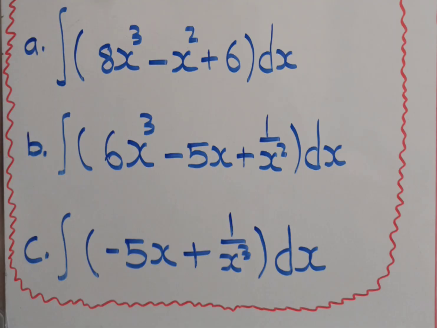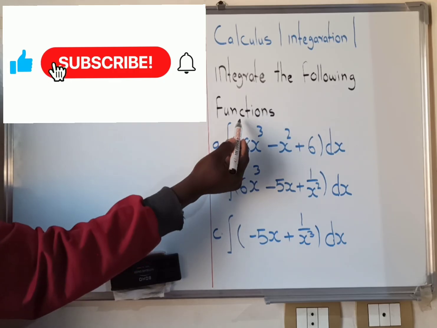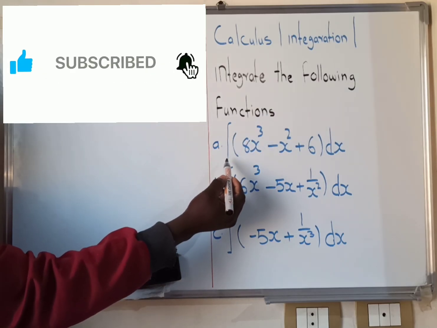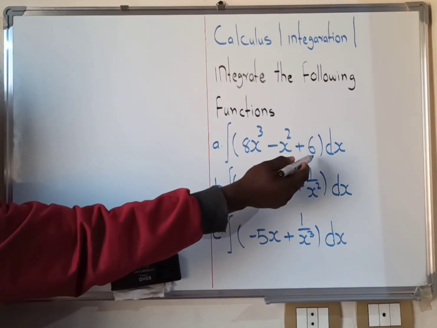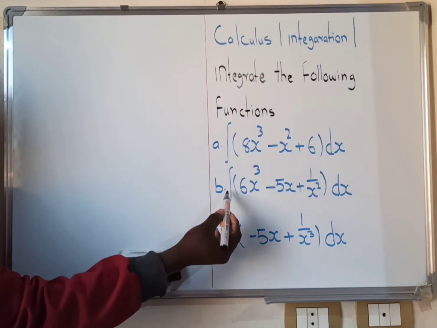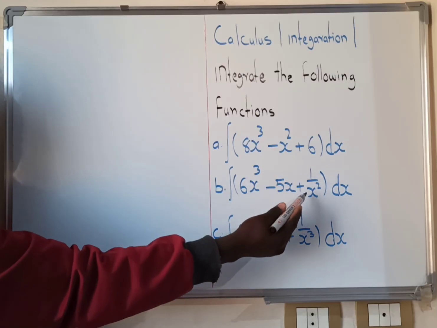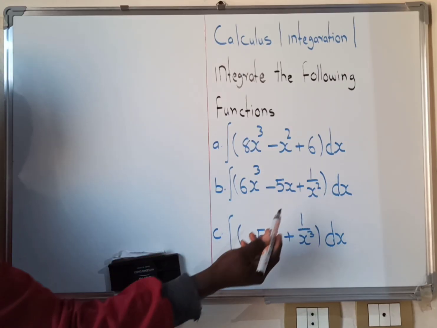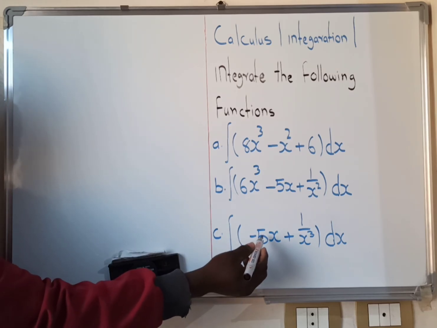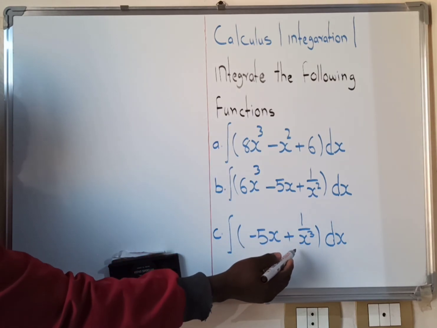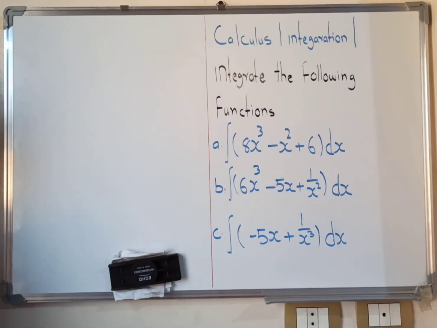Today I'm going to show you how to integrate the function. So let's see what we have on the whiteboard. Calculus integration. Integrate the following functions. We have question A, integral of (8x cubed minus x squared plus 6) dx. Then B, integral of (6x cubed minus 5x plus 1 over x squared) dx. And here we have C, integral of (minus 5x plus 1 over 3x cubed) dx. So this is the question we have, so we're going to solve them all.